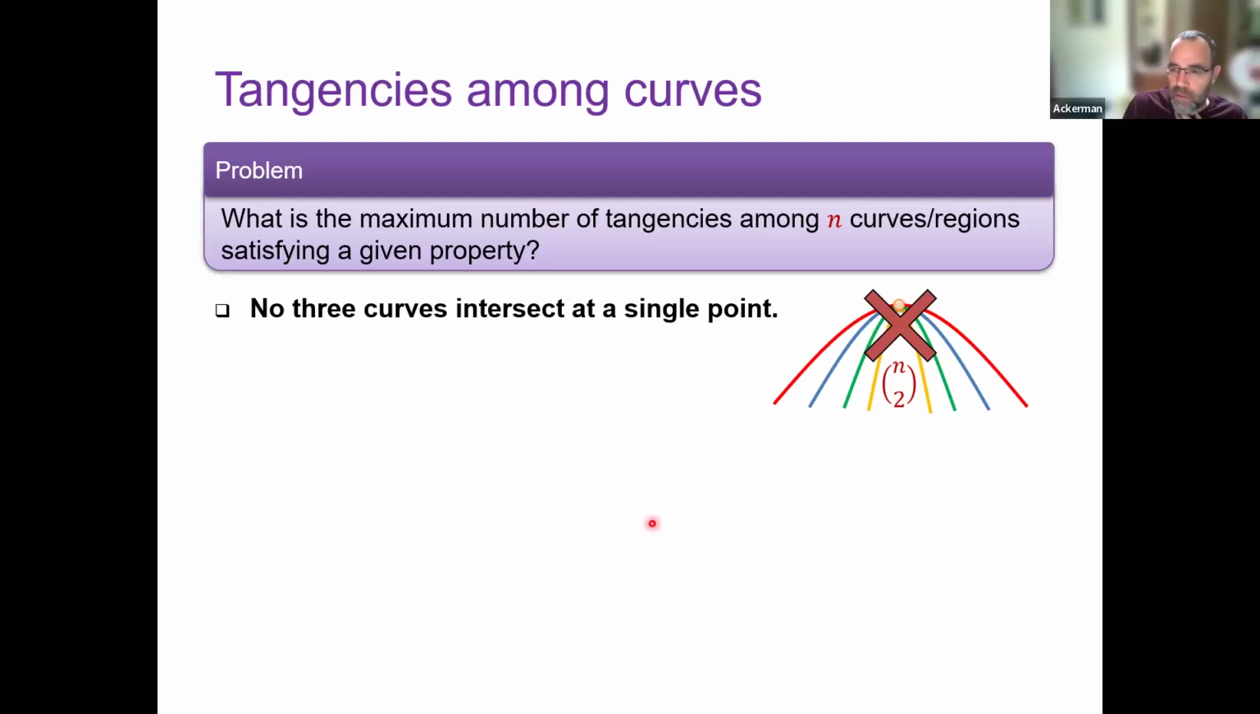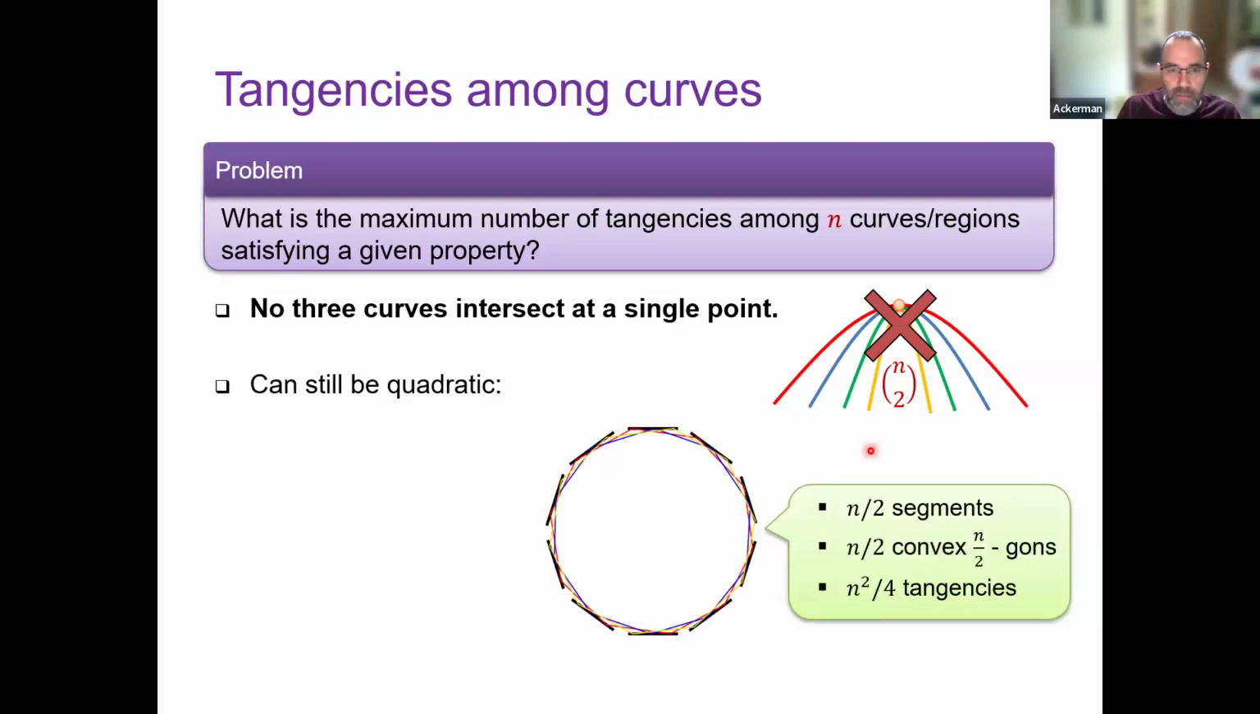So maybe in this case, you cannot get n choose 2, but you can still get a quadratic number of tangent pairs. For example, if you take n/2 segments, the black ones in this figure, and you take n/2 convex polygons such that each polygon touches each segment, then the total number of tangencies would still be quadratic, n²/4.